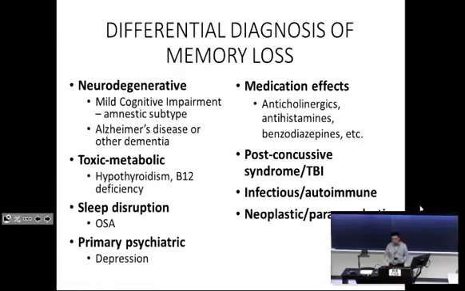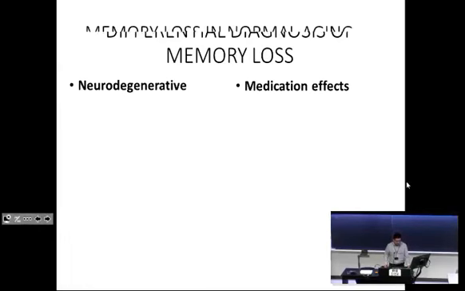Infectious and autoimmune as well as paraneoplastic syndromes. Consider these whenever the onset is fairly acute and the progression fairly rapid, especially if the person is otherwise young. These are big red flags for possible infectious or paraneoplastic causes. And then vascular and demyelinating white matter changes in particular.